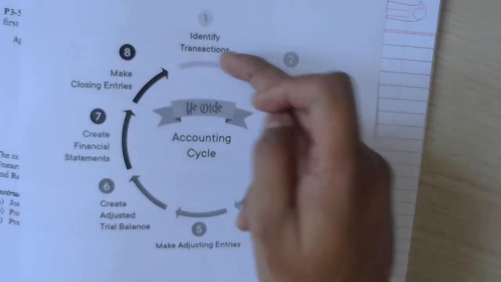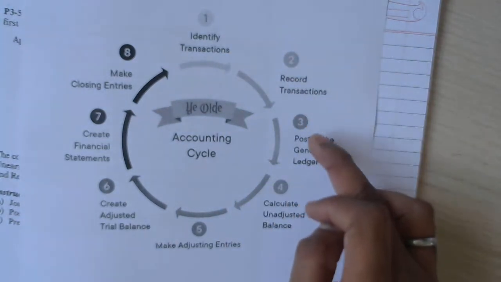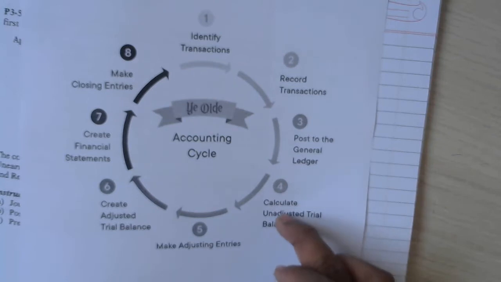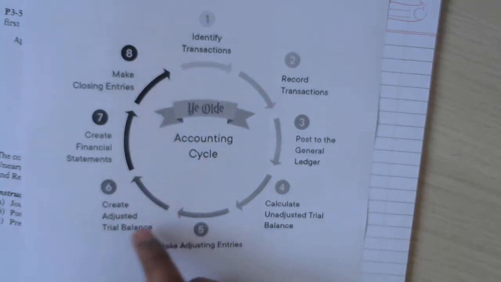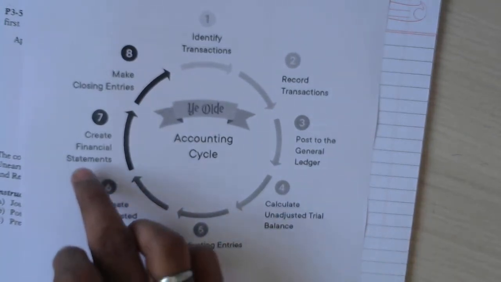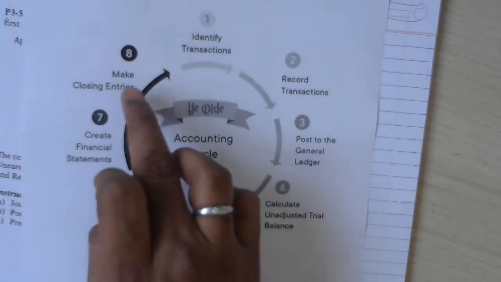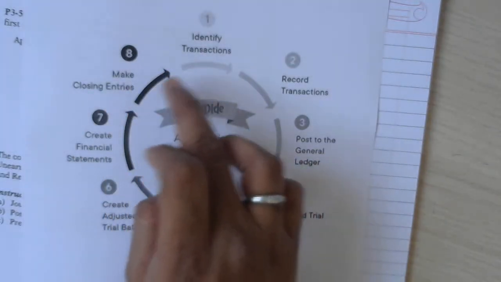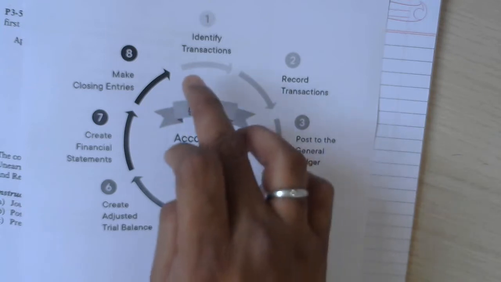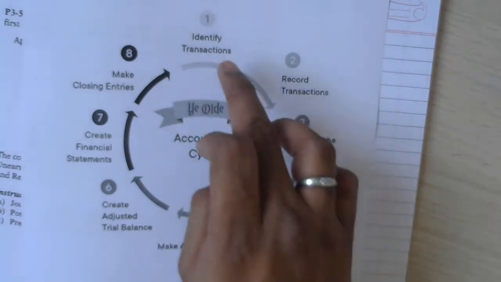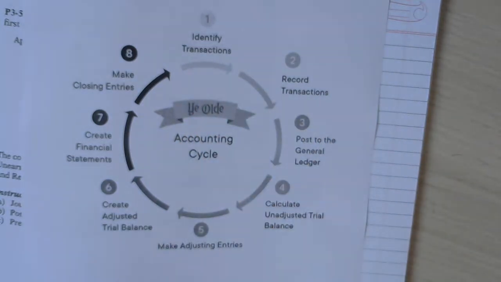So you're identifying transactions, recording transactions, posting to the general ledger, calculating the trial balance, making adjusting entries, creating the adjusted trial balance, and creating the financial statements, and finally making closing entries so that you go back to the reset, and for the next cycle again you identify the transactions and do the same.